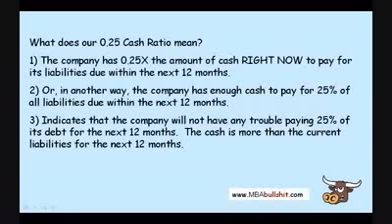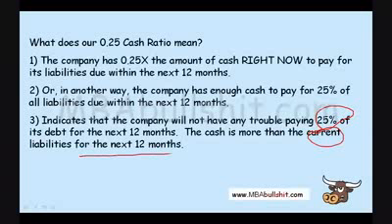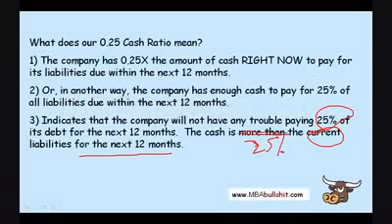The cash of the company is just enough to pay for 25% of the current liabilities for the next 12 months. Anyway, not more than. Okay, not more than.